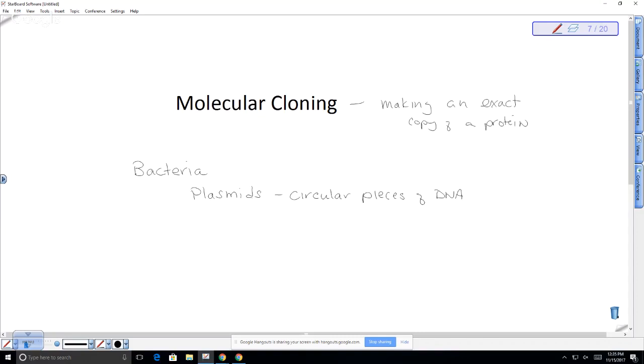So they have their own genetic material, but wouldn't it be nice to stick a human gene into their genome and have bacteria produce a human protein, right? So a human gene is inserted, okay? And then the bacteria produces human protein.